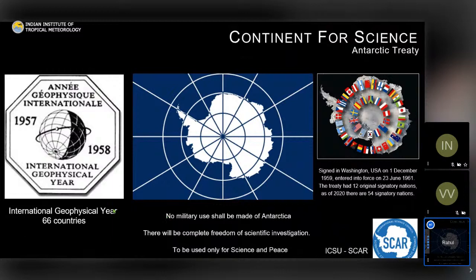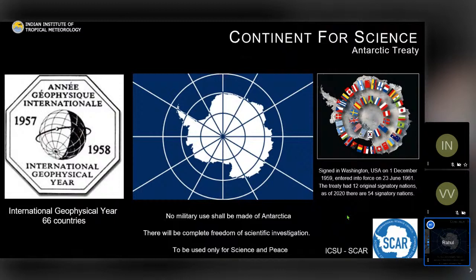So what happened with the International Geophysical Year? It was also the third International Polar Year, where 66 countries participated. And a lot of huge data sets were generated. This led to the treaty signing. And the treaty signing was done on 1st December 1959, and now it is celebrated as Antarctica Day. However, it came into force only in 1961 in the month of June. So we had 12 original signatories to the Antarctic Treaty, but now there are 54 signatories.